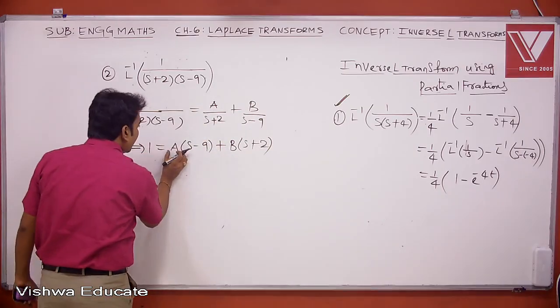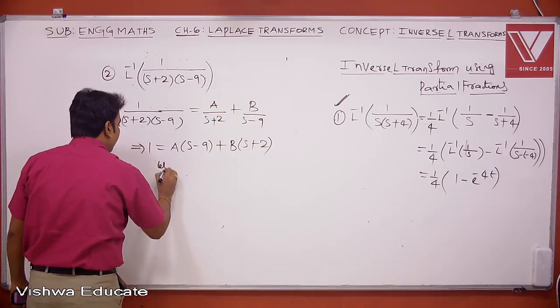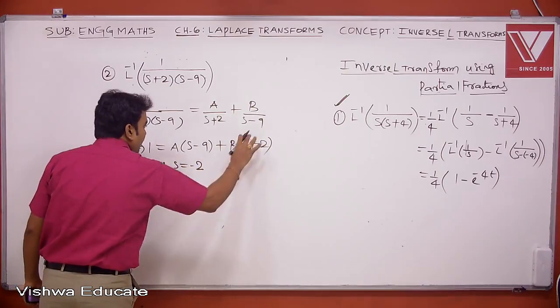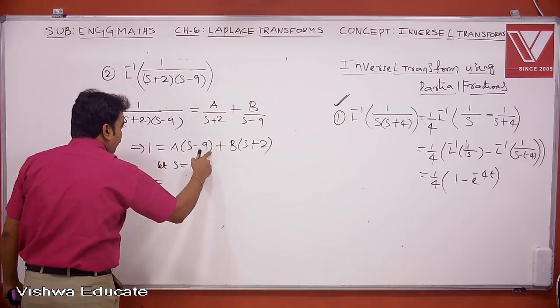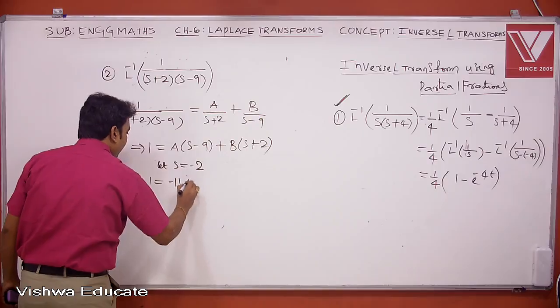Now to get the value of A, let s equal to minus 2. Then this quantity will be nullified. So this becomes 1 equal to minus 2 minus 9, that is minus 11 into A.